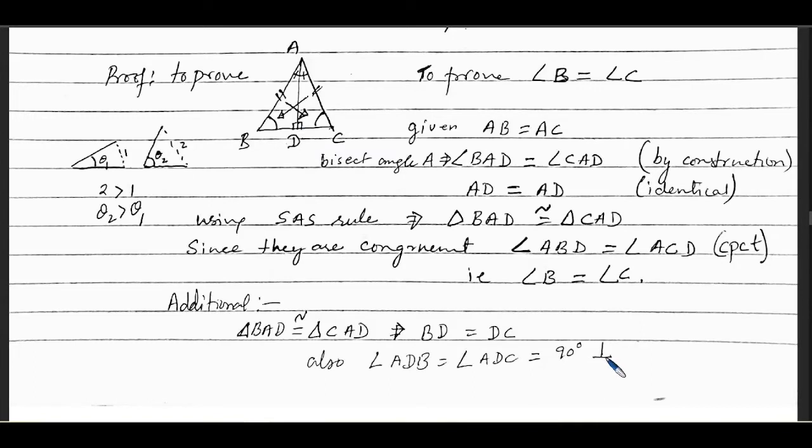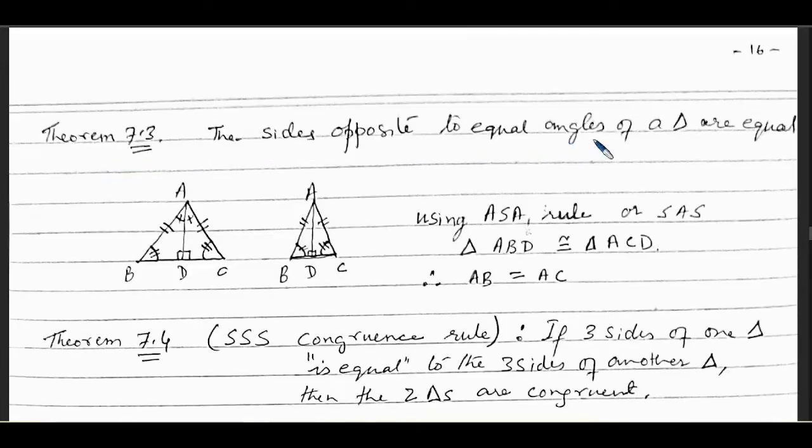So they are perpendicular. Now theorem 7.3: the sides opposite to equal angles of a triangle are equal. Suppose this angle and this angle are the same, then the side opposite to this angle, this length and this length, will also be the same. Right? This is for the big triangle, this is for the small triangle. So again, using either the ASA rule, angle side angle, or the side angle side rule, like what we did earlier.